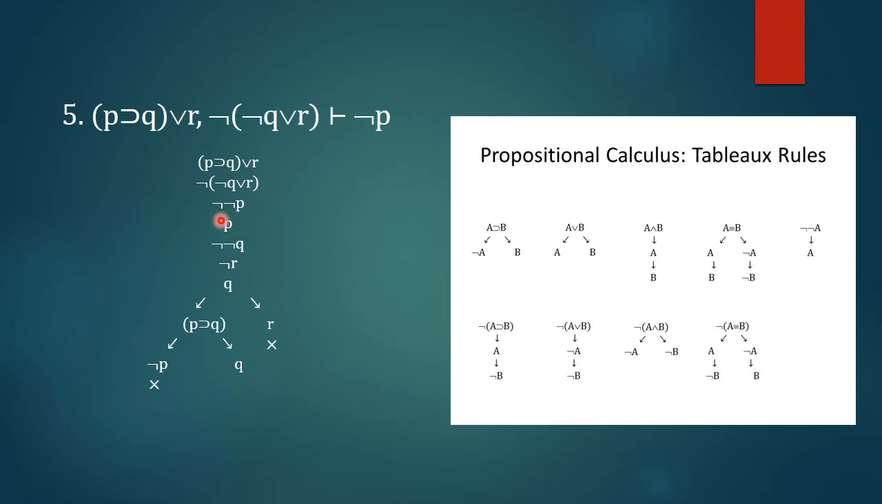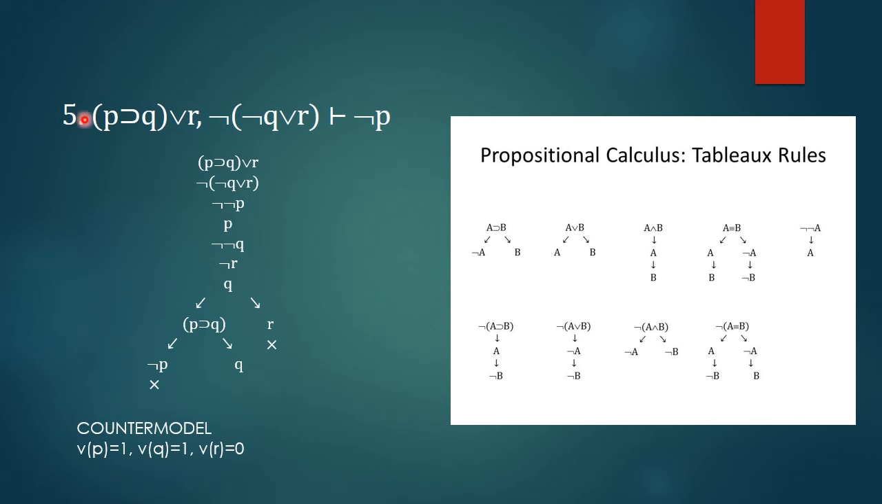So let's find the counter model. Well, in this counter model, Q is going to be true, R is going to be false, and P is going to be true. So here's my counter model. Truth value of P is 1, truth value of Q is 1, truth value of R is 0. And again, we can plug these in to make sure that they make sense.